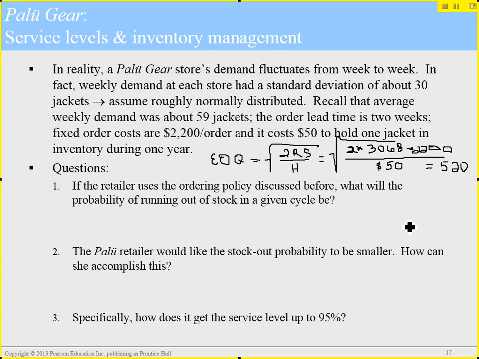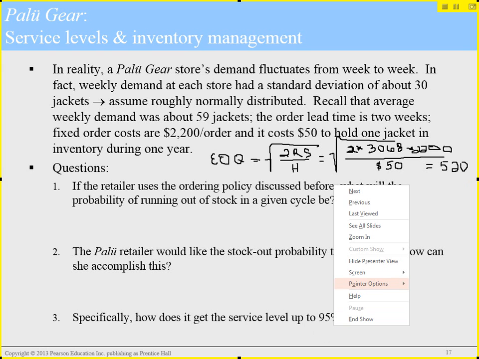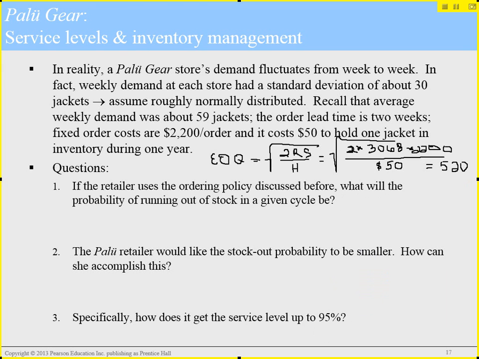Okay? And so then the question is, we want to look and see if the retailer uses the ordering policy discussed before, what will the probability of running out of stock in a given cycle be? And what can the Payload retailer do if we want that to be smaller? And how can she possibly get that service level up to 95%? Okay, well, we're not going to answer all that on these slides. We're going to actually move forward and look at a couple of other slides to answer those questions.